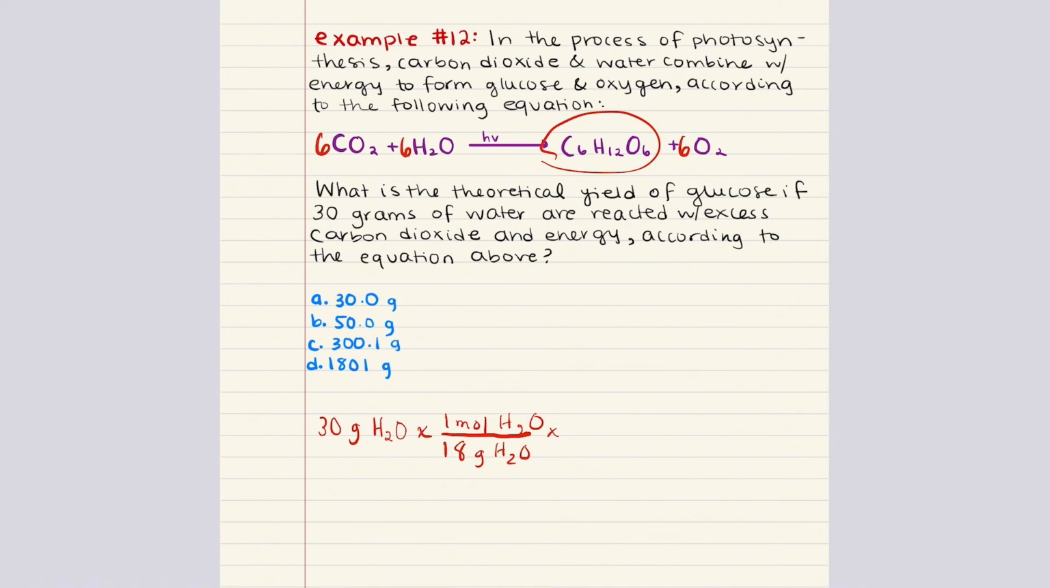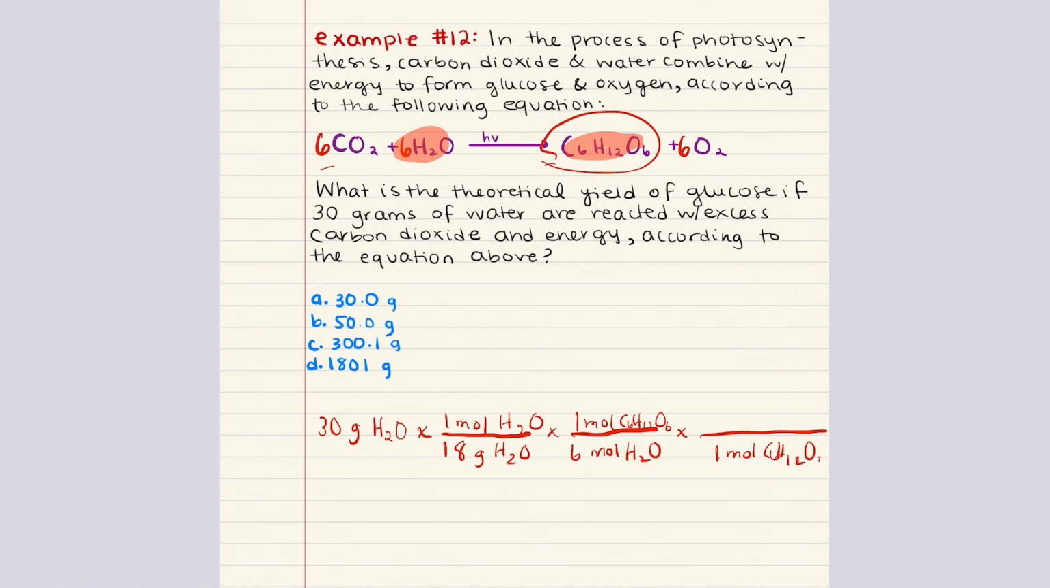Next, all we have to do in this next part is use our coefficients to our advantage. In this reaction, we have 6 moles of water to 1 mole of glucose. So that is the mole-to-mole ratio we're going to use here. 6 moles of water to 1 mole of glucose, C6H12O6. Then our last step is to use the molar mass of glucose to go from moles of glucose to grams of glucose, and that value is going to be our theoretical yield.